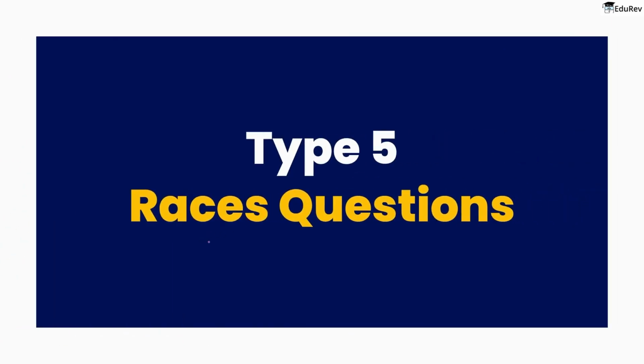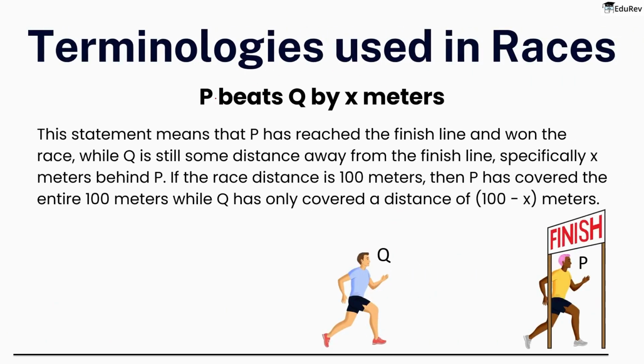The final type of questions are based on races. Before diving into questions, let's look at some terminologies used in races. P beats Q by X meters. This statement means that P has reached the finish line and won the race, while Q is still some distance away from the finish line, specifically X meters behind P. If the race distance is 100 meters, then P has covered the entire 100 meters while Q has only covered a distance of 100 minus X meters.